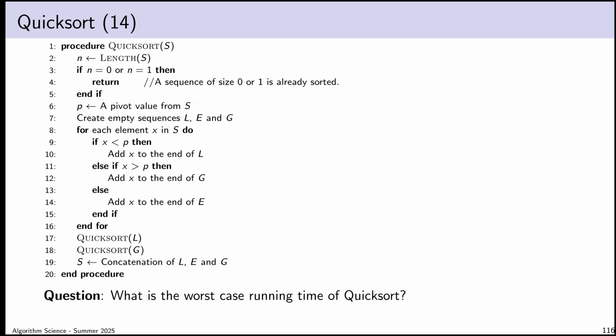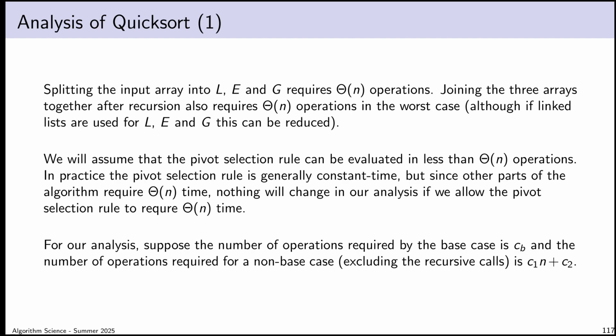So what's the worst case running time of Quicksort? Well, as I said a minute ago, the split step is big theta of n. That's pretty easy. And the merge step, similarly, is very simple, and that can be done in big theta of n operations. We will assume for our analysis that the pivot selection rule, we don't want to analyze just one of them because that would require too many cases. So instead we'll just say, look, if you have a pivot selection rule, we're going to assume it's linear at worst.